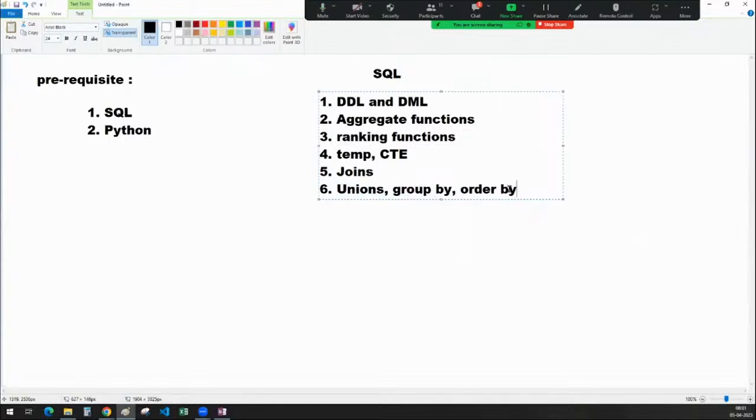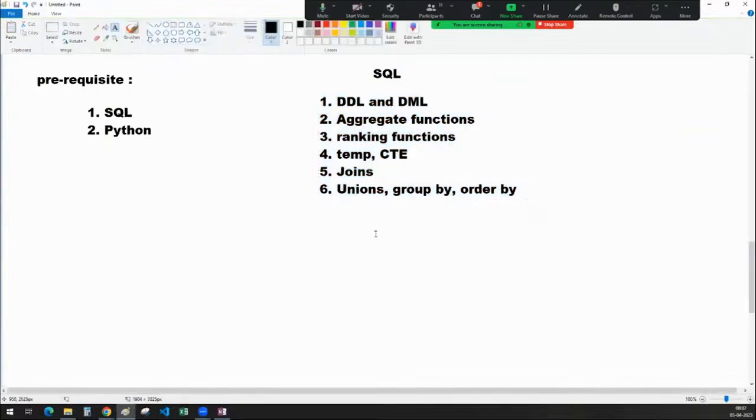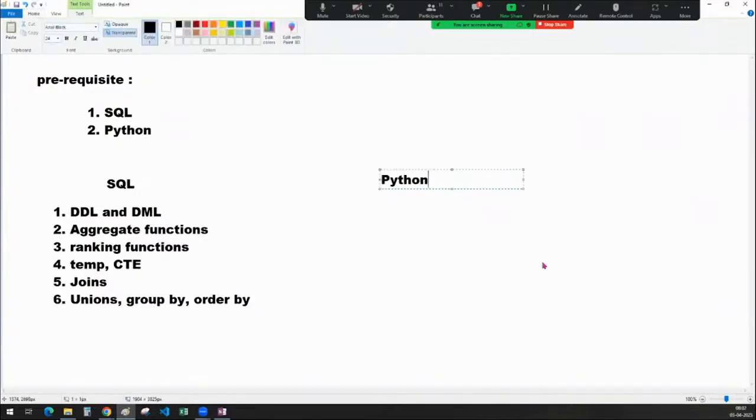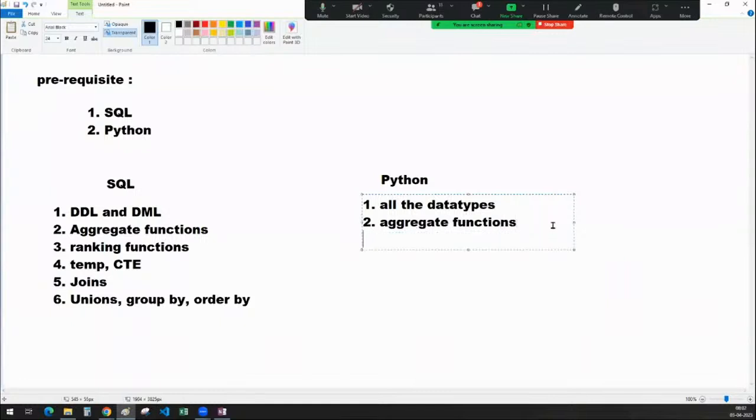If I remember anything else, I will tell you. For Python, I would expect you to have, first, data types, guys. All the data types and their differences. It is a very important thing, and it takes a lot of time to understand these data types. The very next thing is aggregate functions, how you do it in the aggregate function. And if you get time, look at map and reduce.